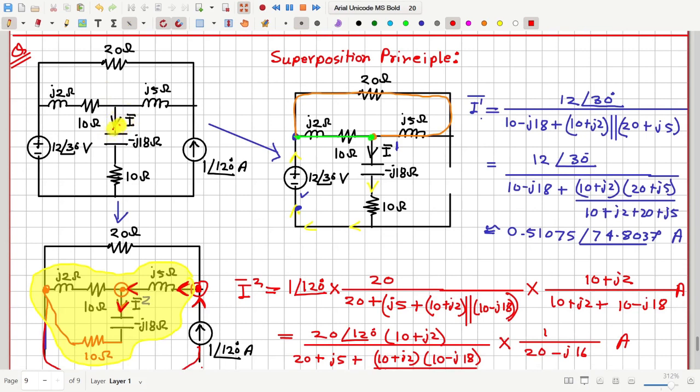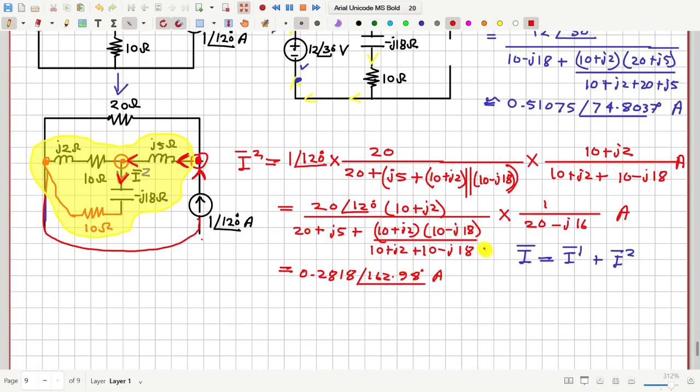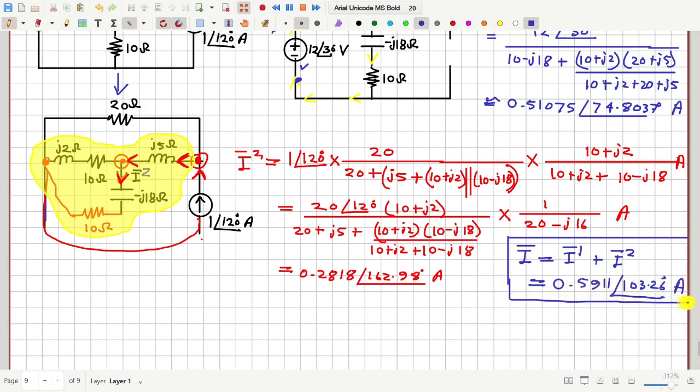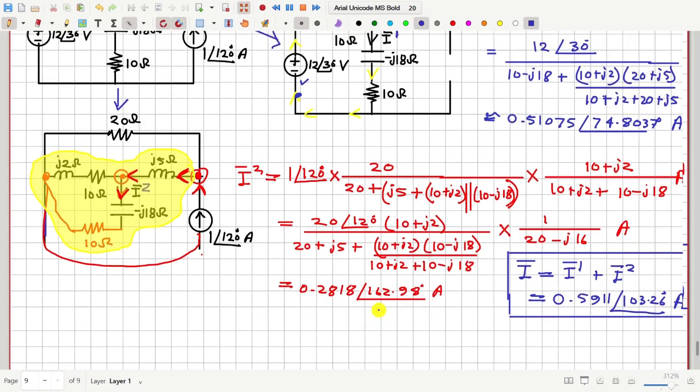Now if we add I2 and I1, that will give us the total current I in the original circuit when the voltage source and the current source both are present together. So finally, you have to add this value, and the result according to my calculation is 0.5911 with an angle of 103.26 degree, and this is in ampere. So that is the answer. Please check whether my calculations are correct.